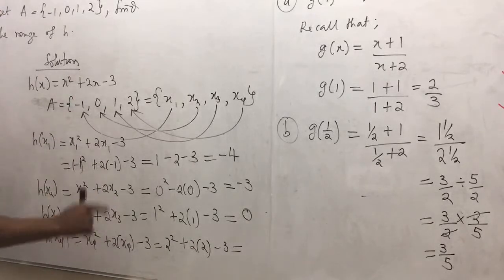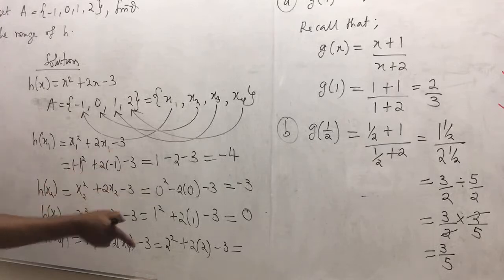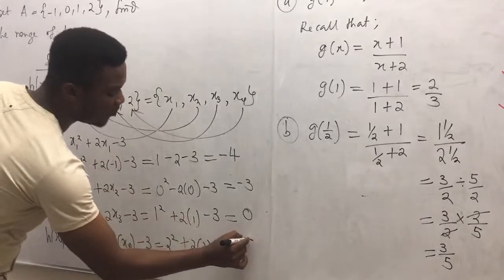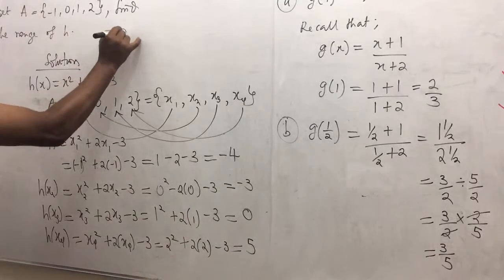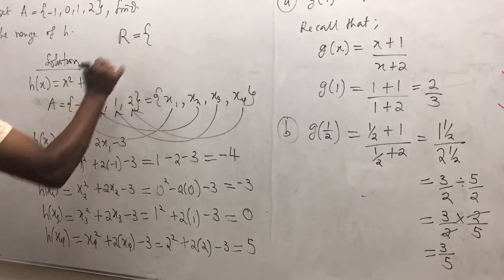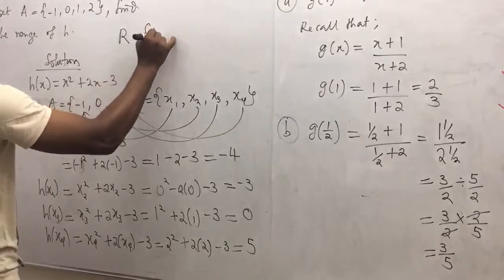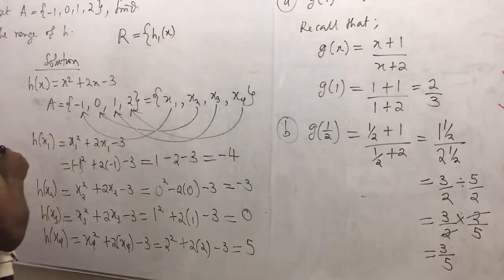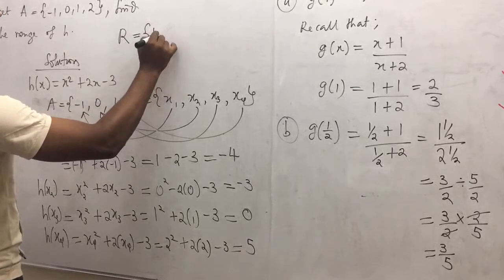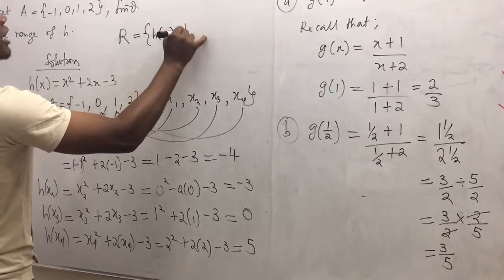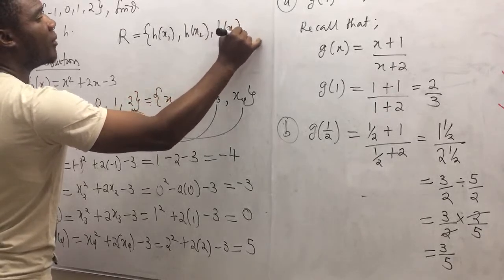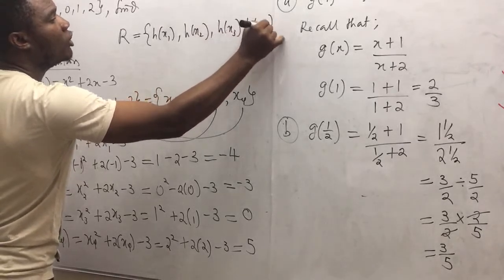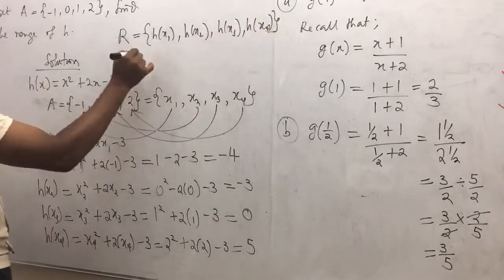So 2 squared, which is 4, plus 2 times 2, which is 4, will give you 8. 8 minus 3 will give you 5. So that being said, you can now write out your range. If your range is R, your range will contain h of x1, h of x2, h of x3, h of x4. So what did you get as all these results?